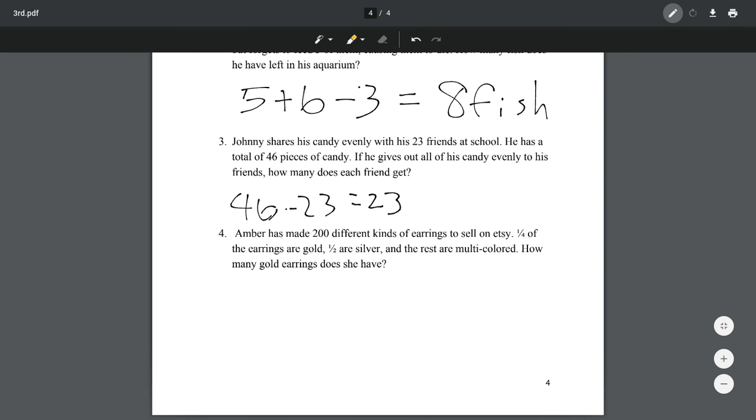So if each of his friends were to get one candy, then he would have 23 candies left. And then he gives another candy to each of his friends, so that's another 23 candies gone. Then that'd be equal to 0. So he gave out 2 candies to each of his friends because this represents one candy to each of his friends, and this represents another candy to each of his friends. So each friend will get 2.